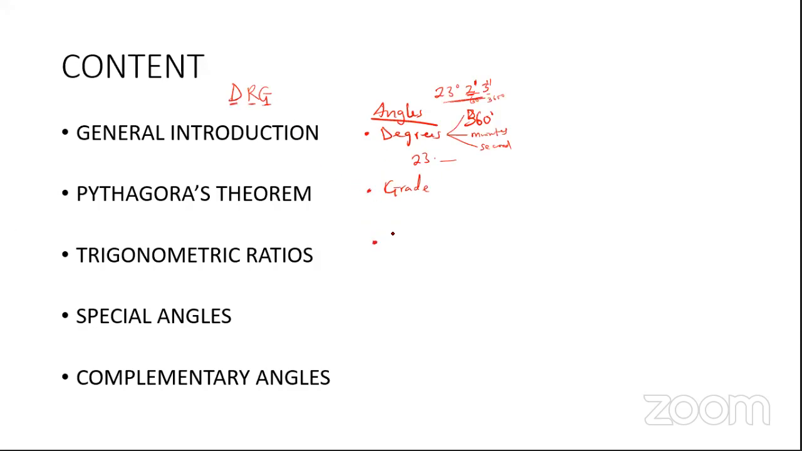Another way of measuring angles is in what? In radian. In radian, we actually make use of it very well. In calculus, our angles are usually measured in that particular form.